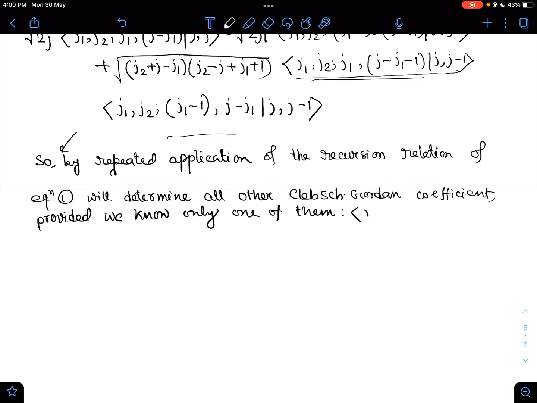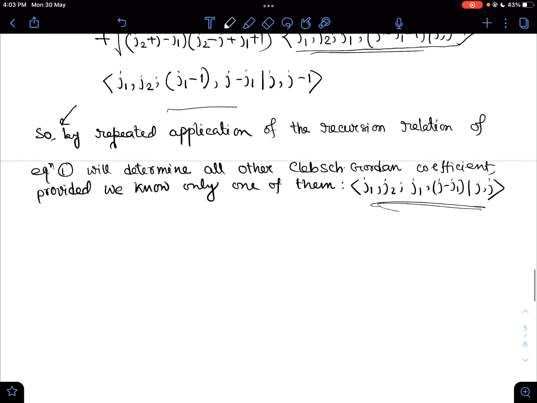So let us suppose we know this, J1, J minus J1 and JJ. So with the recursion relation, and with the help of equation 1, if we know this term, then we can find all other Clebsch-Gordon coefficients. But how can we determine the sign? Because this relation determines all the Clebsch-Gordon coefficients except for a sign.